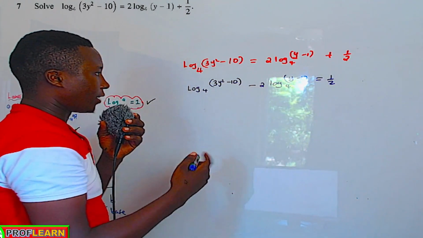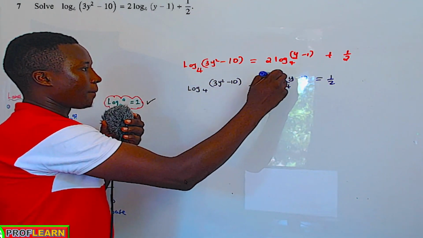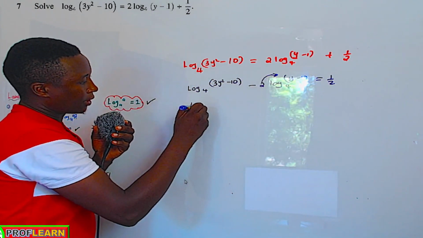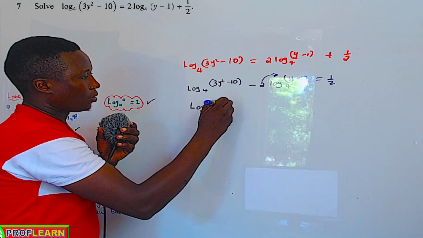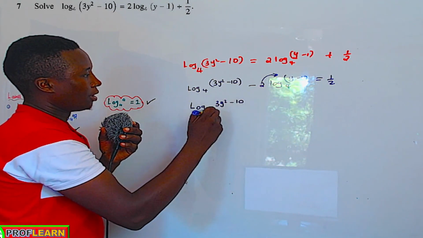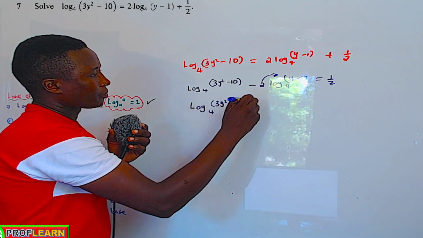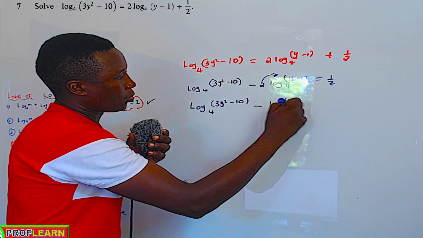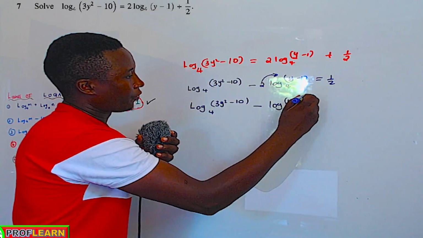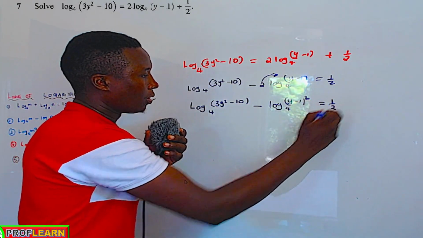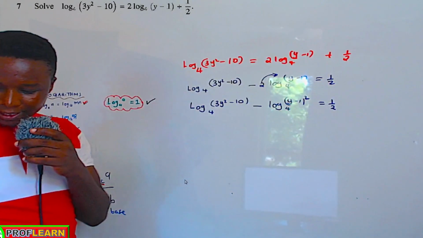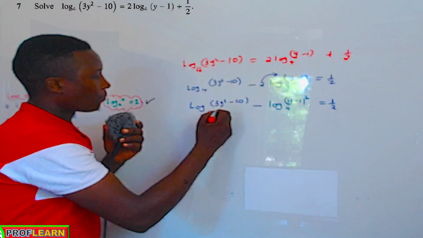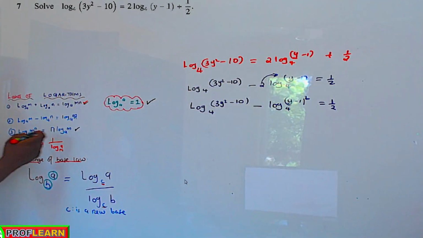So once we have that, we can now take this to the power, and then we can write this as log 3y squared minus 10 base 4 minus log y minus 1 squared base 4 is equal to a half. So once I have this, I can use the second law that we learned here.